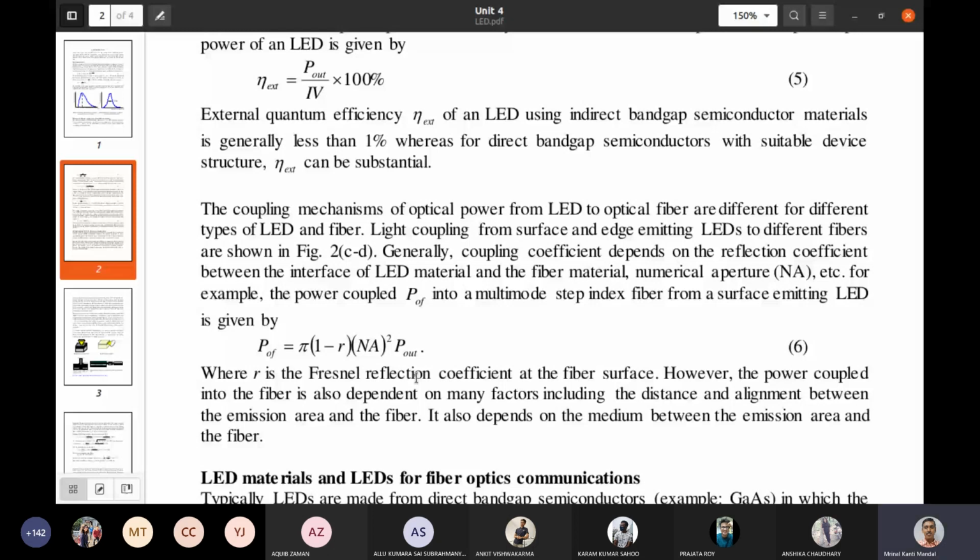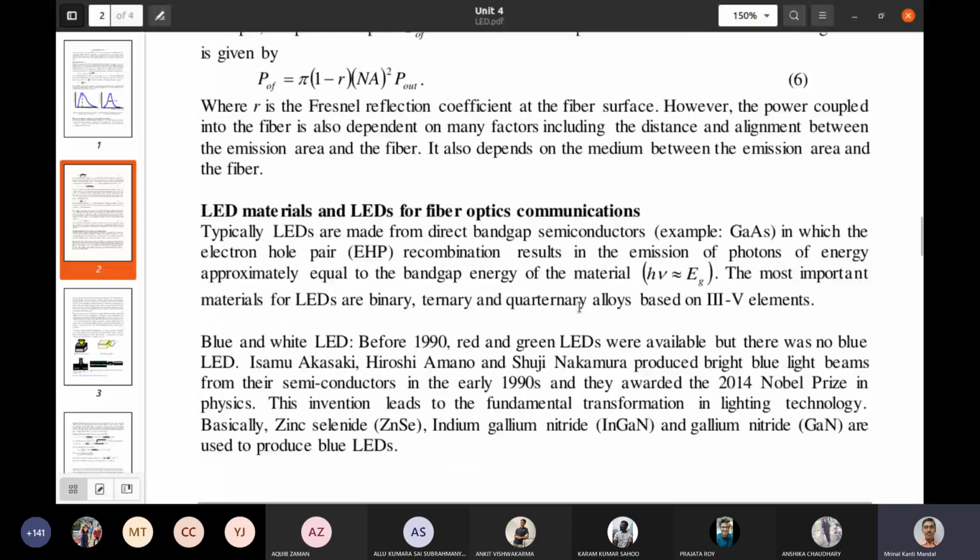Now this LED material, basically direct bandgap semiconductor material, is being used for design of LED. Basically for LED application, direct bandgap semiconductor material is being used. But I have already mentioned, if it is indirect bandgap semiconductor material, then its efficiency is less than 1%, which is not effective. So direct bandgap semiconductor materials are basically used.